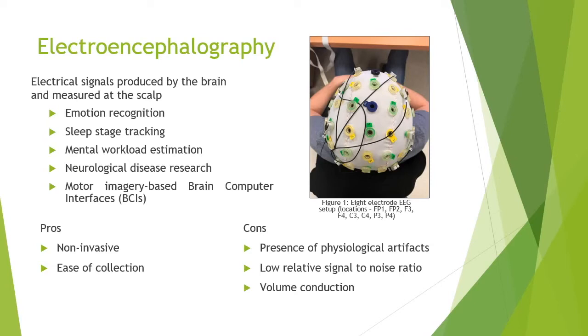The cons for this signal modality are that it has a high presence of physiological artifacts, such as eye blink artifacts or motion artifacts. It has a relatively low signal to noise ratio, and it has to deal with volume conduction, which is the fact that electrodes are measured on the outside of the skull. The signals have to pass from the source within the brain through brain matter and the skull to get to the electrodes.